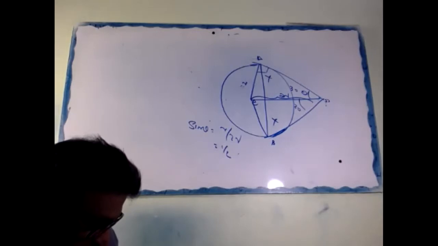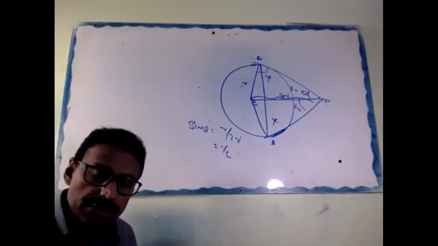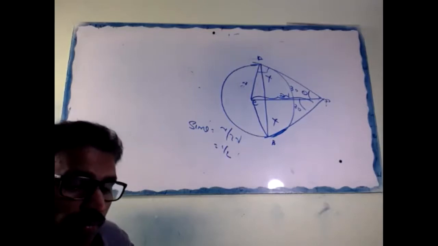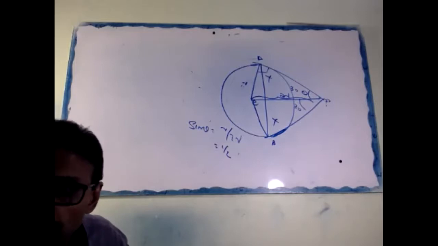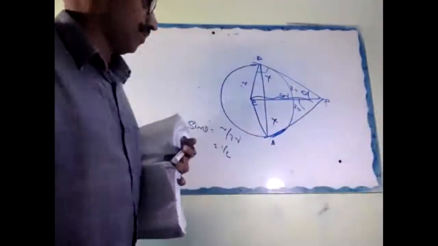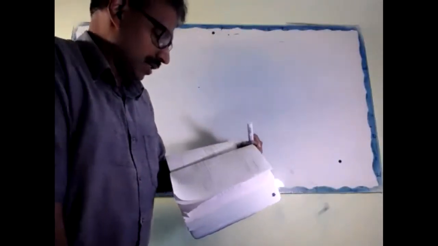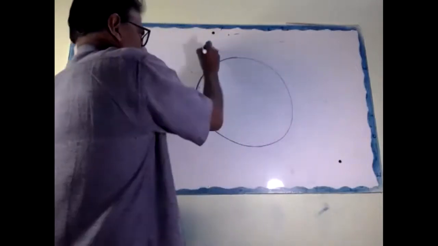Okay, so next question. A circle touches the sides of a quadrilateral ABCD at P, Q, R, S respectively.